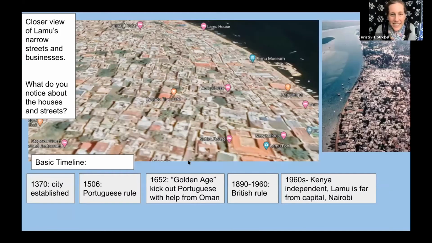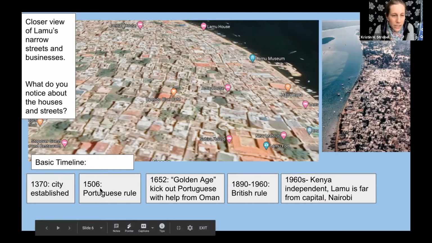And so here are the streets of Lamu. You can see how incredibly close and tight they are. And I would ask the students more about that as their observations. And here's our basic timeline for the city, right? 1370, the city is established. 1506 is when the Portuguese come in.